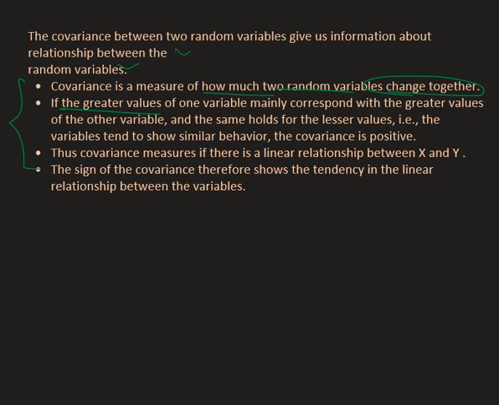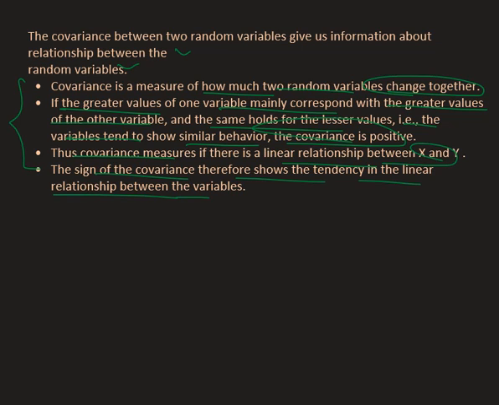If the greater values of one variable mainly correspond with the greater values of the other variable, and the same holds for the lesser values also, that is, the variables tend to show similar behavior, and the covariance is positive. Thus, covariance measures if there is a linear relationship between x and y, and the sign of covariance therefore shows the tendency in the linear relationship between the variables.